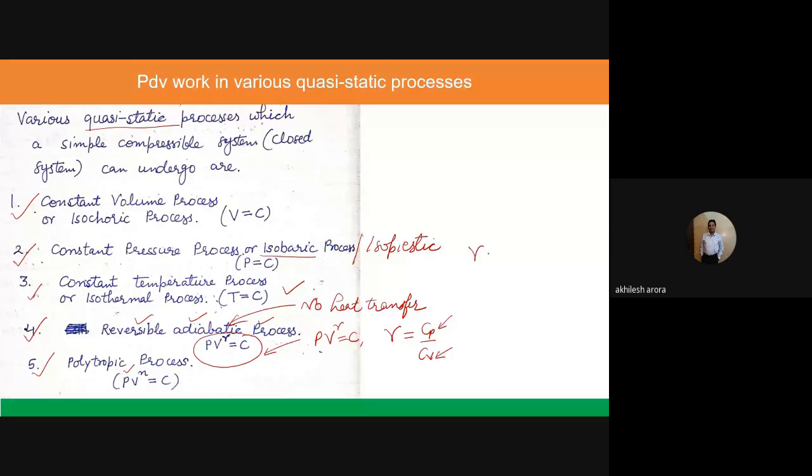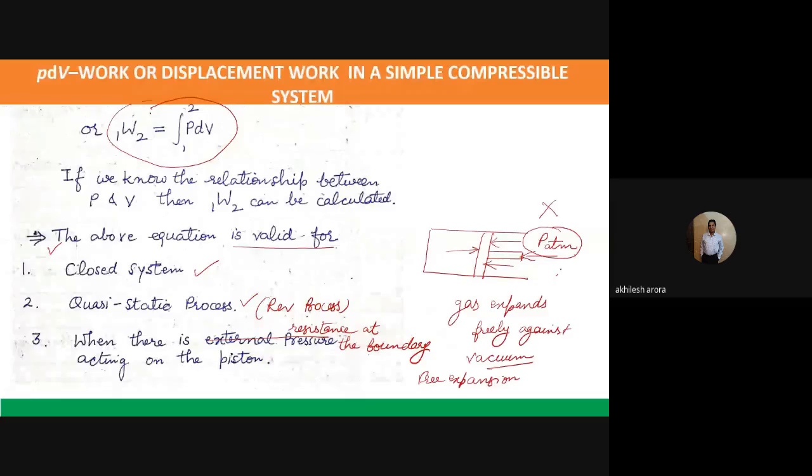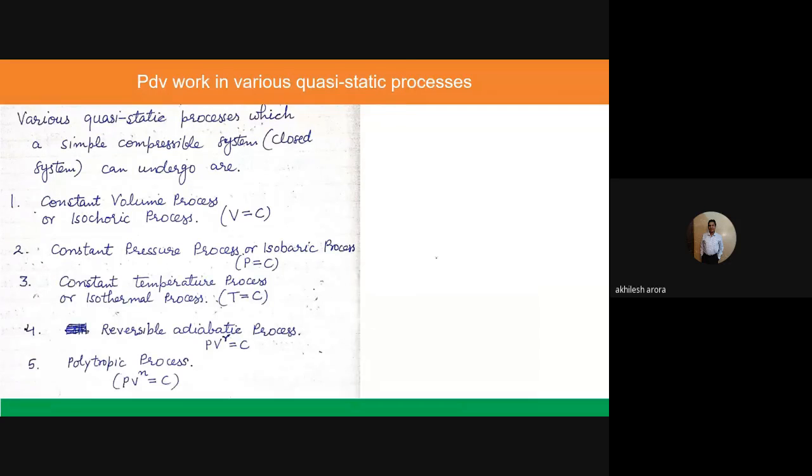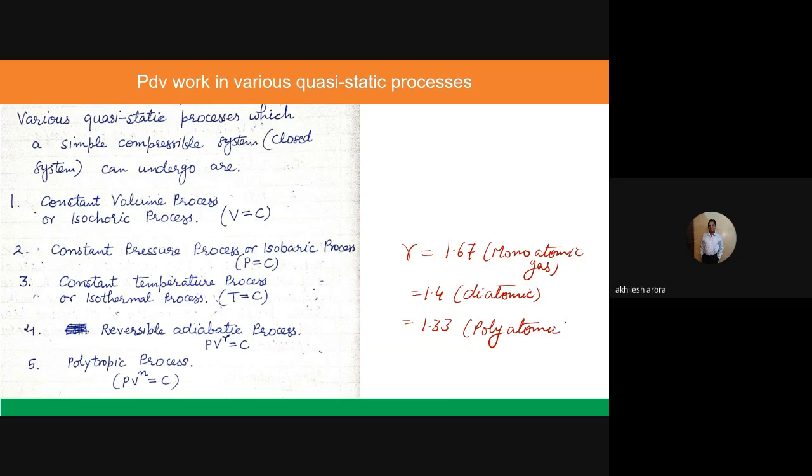The value of gamma is equal to 1.67 for a monoatomic gas, it is equal to 1.4 for a diatomic gas, and the value is equal to 1.33 for a polyatomic gas.